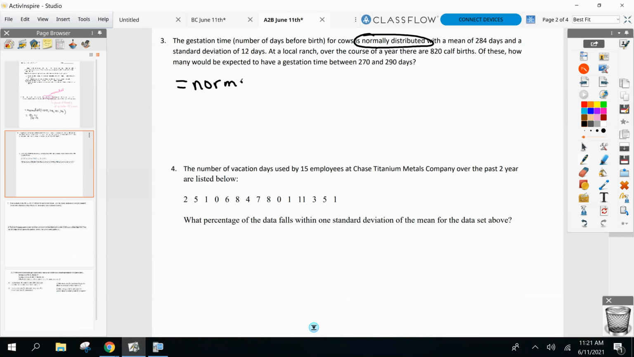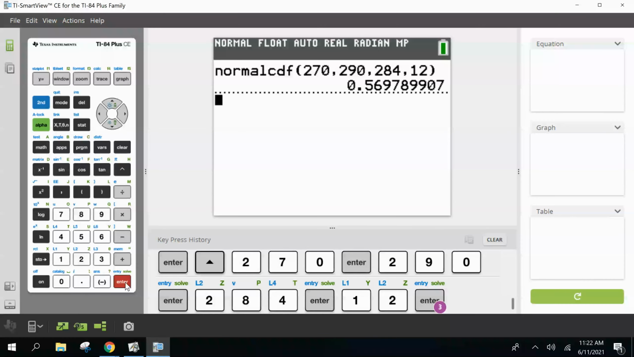Now, here's the difference with this problem versus the one Caroline just did with us. The percent is not my final answer. I'll use it to get to it, but it won't be my final answer, because it's asking for how many of these 820 cows are between 270 and 290. Not what percentage, but how many. So I go to my calculator, I hit enter. There's my percentage as a decimal.